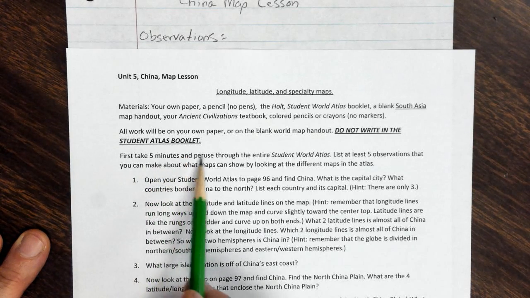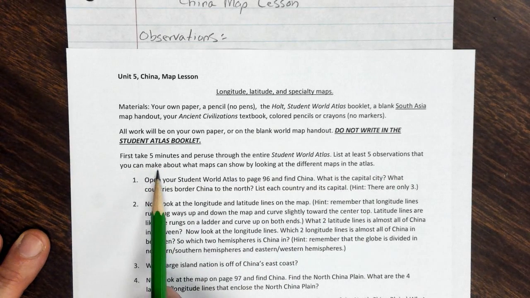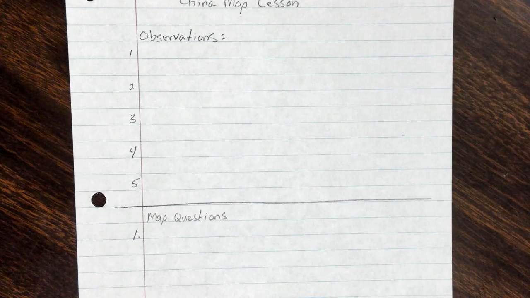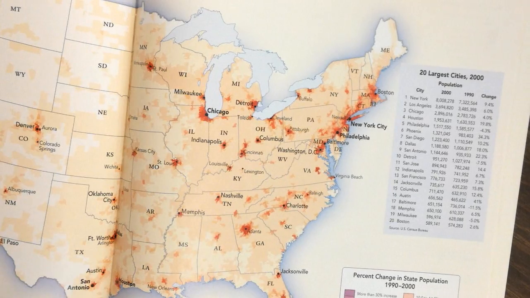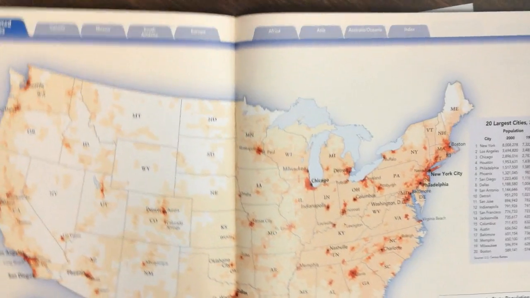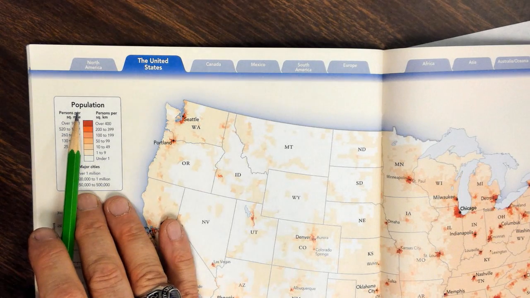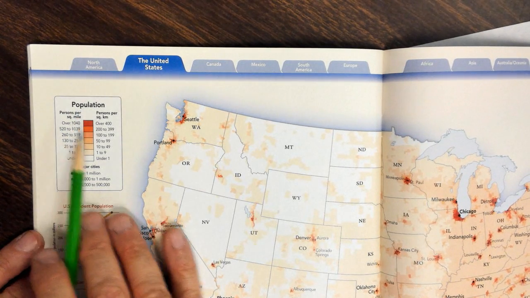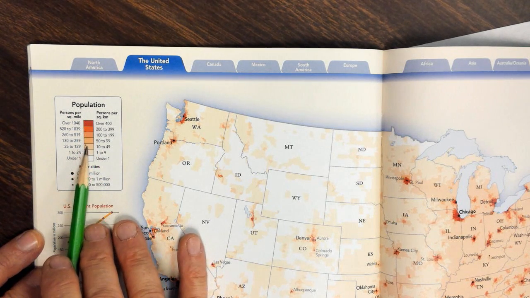First, take 5 minutes and peruse through the entire student world atlas. List at least 5 observations that you can make about what maps can show by looking at the different maps in the atlas. As an example, if I flop this open to page 71, what kind of map is this? In the upper left hand corner, the key. The title of the key usually tells you what kind of map it is. In this case, this is a population map, and the darker the color, the more people live in those regions.